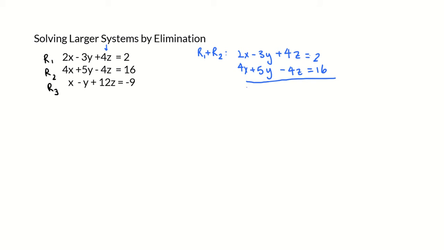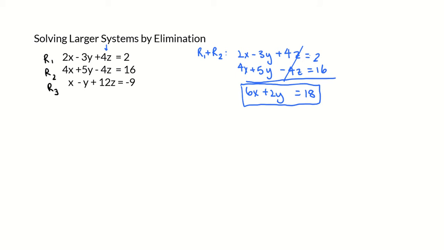2x plus 4x is 6x. Negative 3y plus 5y is 2y. 4z minus 4z cancels. 2 plus 16 is 18. Now we're going to keep that equation and save it for later. So now we've eliminated z from row 1 and row 2.